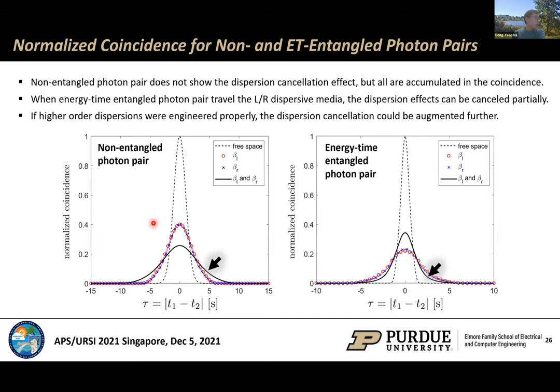If you look at this figure, it shows the coincidence peak, time difference versus coincidence, for four cases. This is the energy-time entangled photon case. The dashed line is the coincidence peak of free space propagation, and the red circle and blue X curves are the results of one-sided dispersive media, where the width of the coincidence peak gets wider than in free space propagation. But if we introduce dispersive media on both sides, we get a less dispersed coincidence peak, so we can confirm the effect of non-local dispersion cancellation. Whereas for the non-entangled photon pair, the both-sided dispersive media case has a wider coincidence peak compared with the one-sided case.